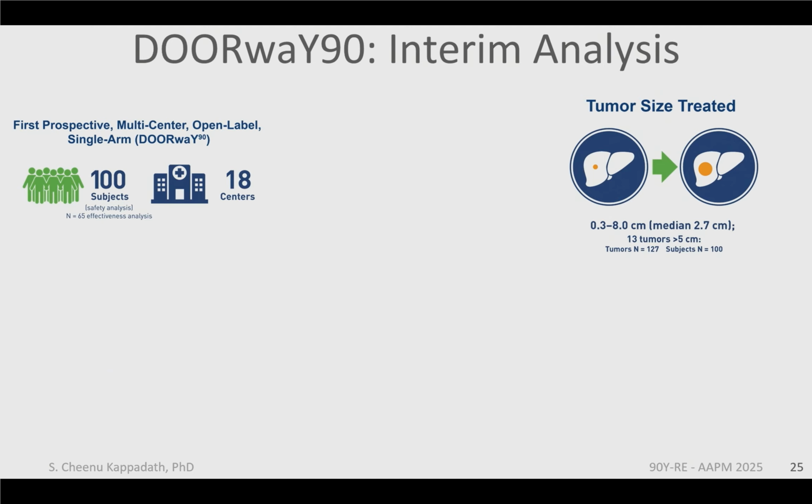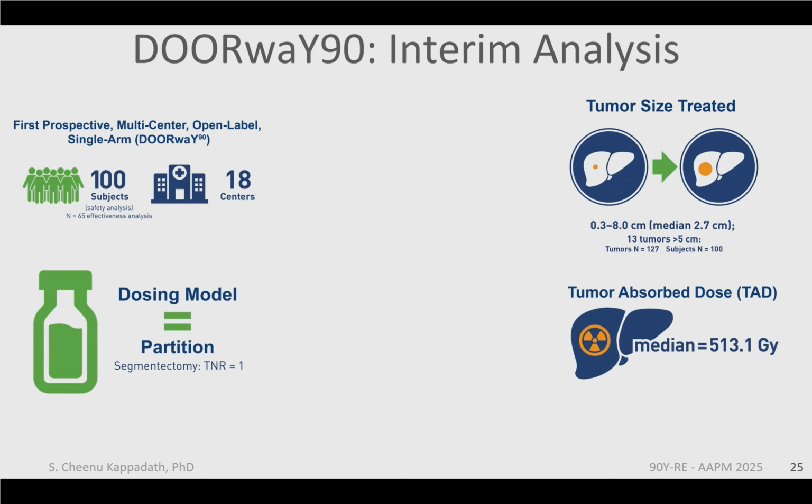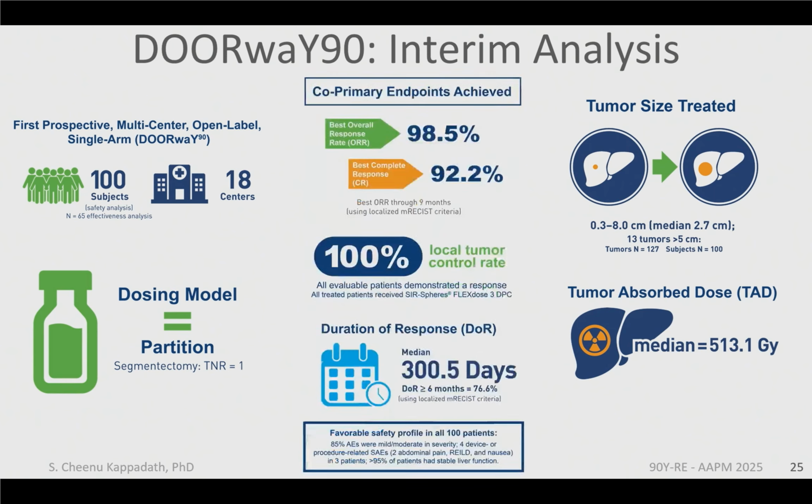And the interim analysis was done for 65 patients, and this is what we found. We treated tumors, you can see, from 0.3 to 8 centimeters. We used the partition model. We had well over 500 gray delivered to the tumors in the interim analysis. And what we're finding is, look at the response rate, 98%. CR rates over 90%, right? So again, this goes to show, if you give the right amount of radiation to the right location, you can expect excellent outcomes, okay? So rest in peace, BSA, okay? The new package insert will always keep BSA, but you have the partition model, so we can abandon that now.